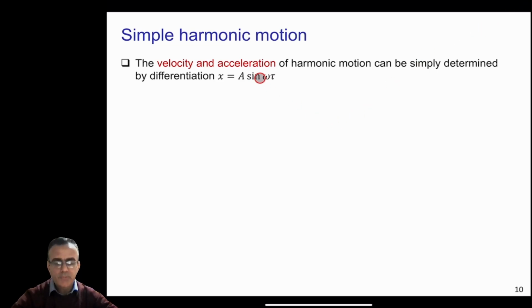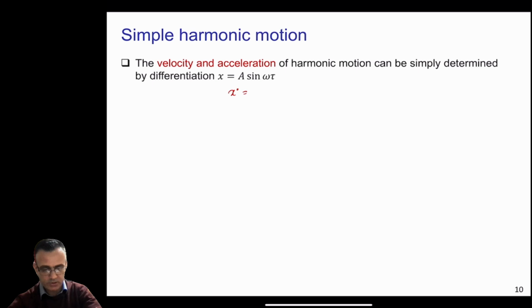Okay, so in this case, because we know the displacement here, now we want to calculate the velocity and acceleration of this harmonic motion. So we will just differentiate this with respect to time. When we differentiate one time, we will get the velocity, and the second time we will get the acceleration.